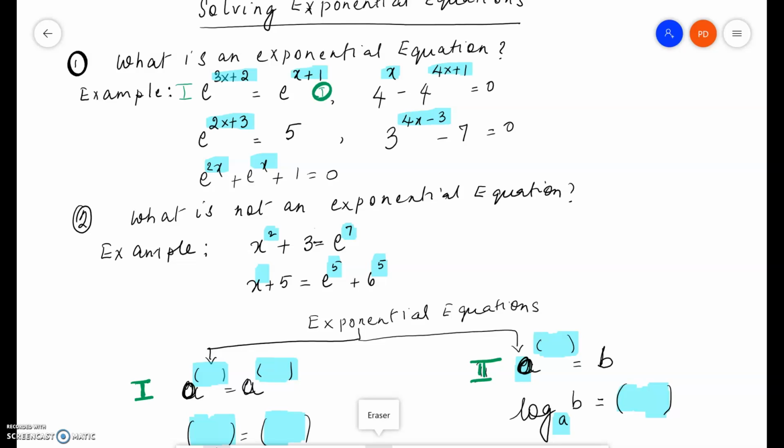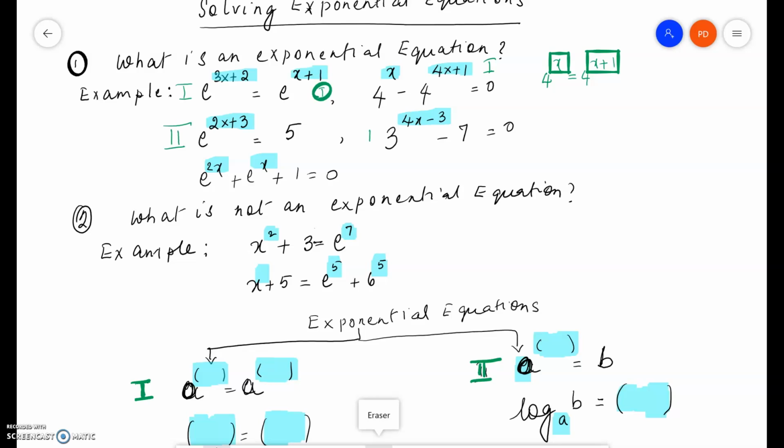Let's look at the next one. 4 to the x equals 4 to the 4x plus 1. We can convert it to the first type by adding 4 to the 4x plus 1 on both sides. And this converts to the first form where we just equate the exponents. Now we look at the third example. This converts to the second form, e to the function of x equals 5. So that would be the second type, where the exponential function has to be converted to a log function to be able to solve it.